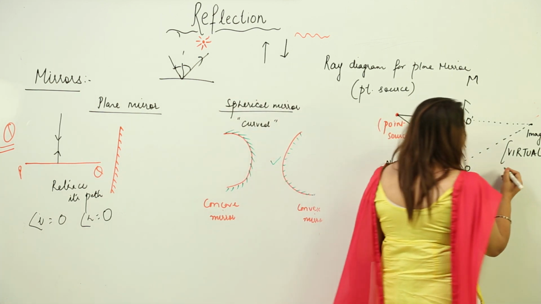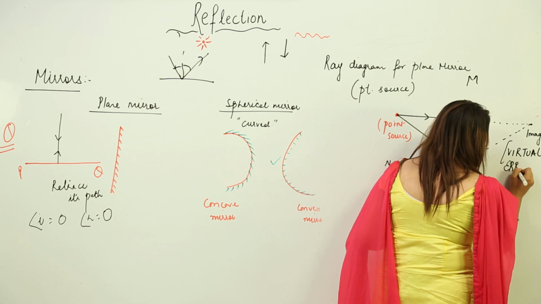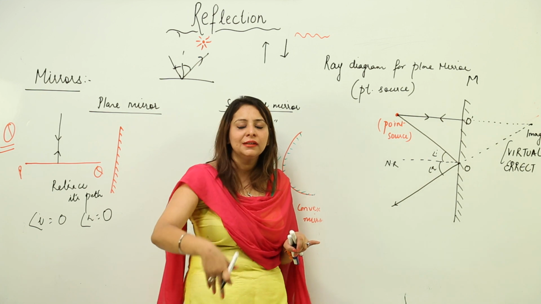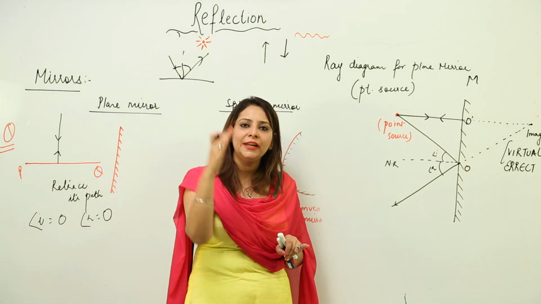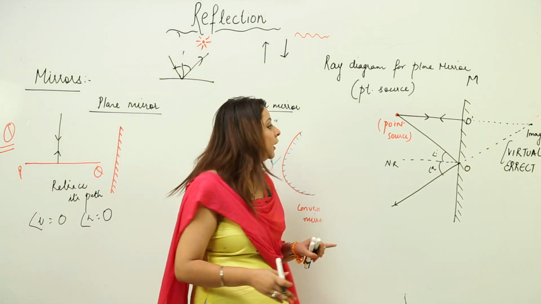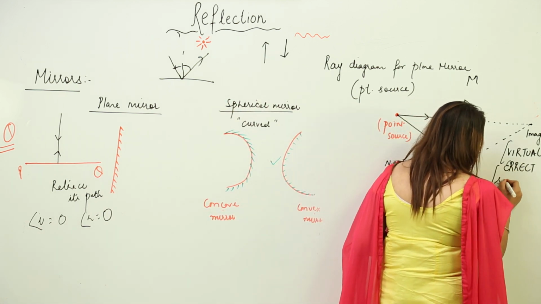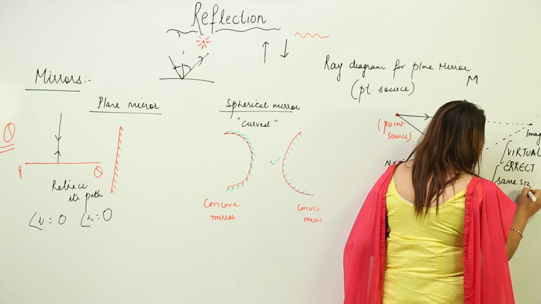And we know that a virtual image is always erect. That means the same orientation. Like if the head is up and legs are down, the image will also have the head up and legs down. And moreover, you can see that a plane mirror always forms an image of the same size.